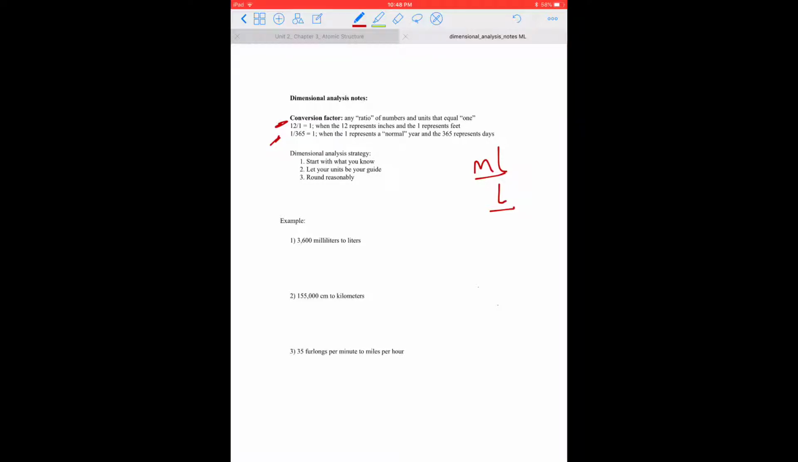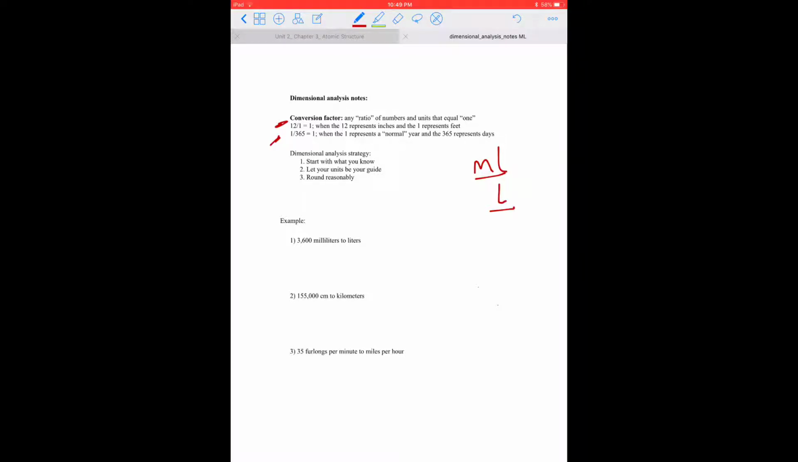Now, there's 3 important steps to dimensional analysis. And the first thing is to start with what you know. Usually in a dimensional analysis problem, you're going to see 2 different sets of units, and you'll want to pick the unit that has a number associated with it, the one that we know the number for. The second step is to let your units be your guide, and I will explain this a little bit more once we get down to the problem. And the third one is going to be round reasonably.